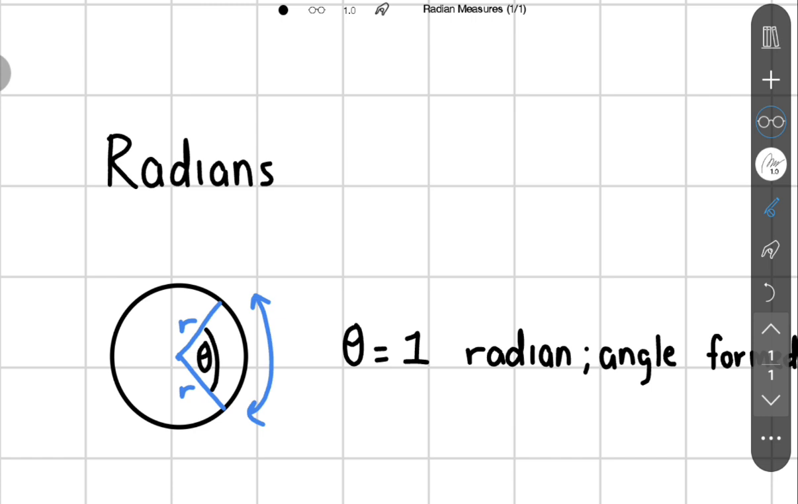Today we'll talk about radians and how we use them instead of degrees, which is the more common thing as you progress within mathematics. So, first of all, what's a radian? Let's define what a radian is.